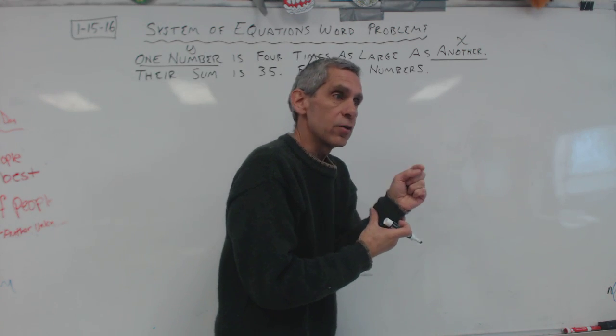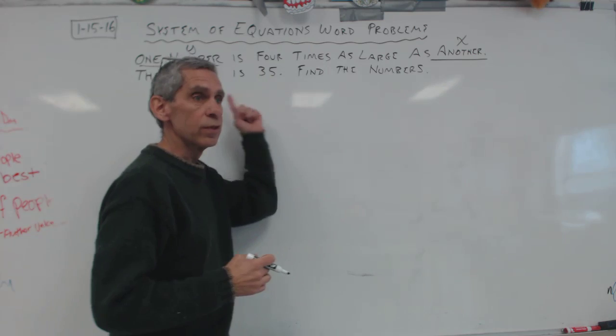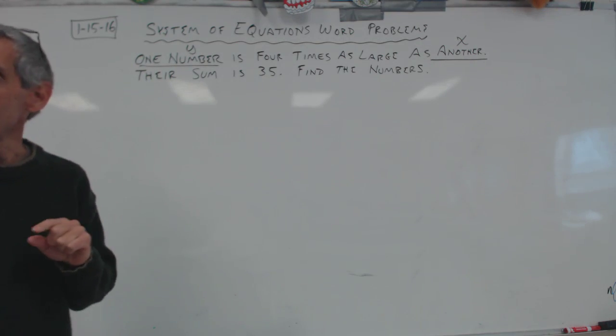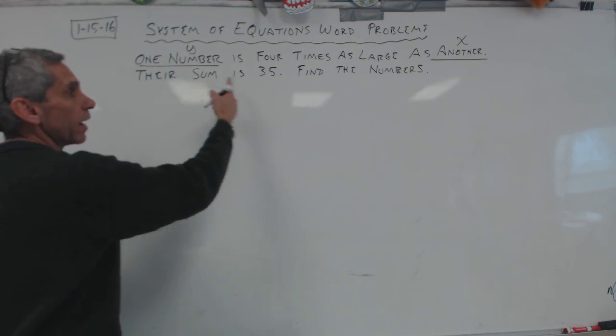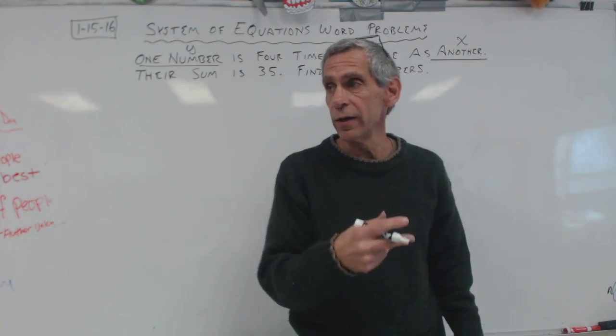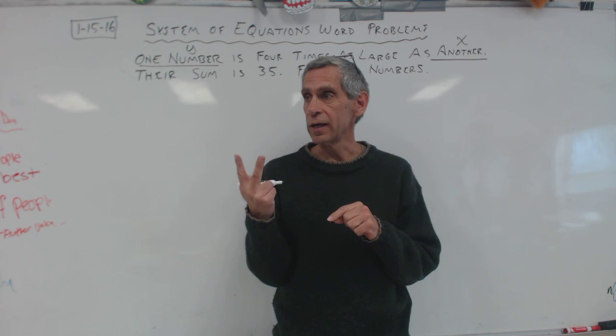In the previous way I taught you to do this, this was always X, and then you wrote this in terms of X. But now we're doing two totally different numbers. So we got that number's Y and that number's X. We have two unknowns. We therefore need to have two equations.